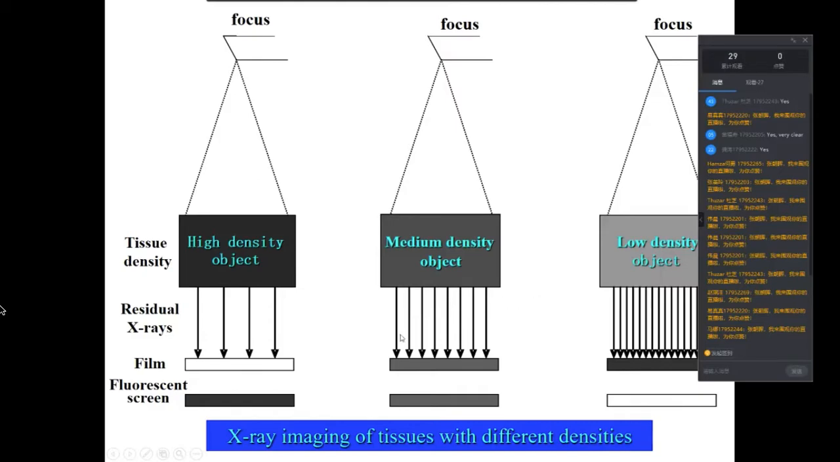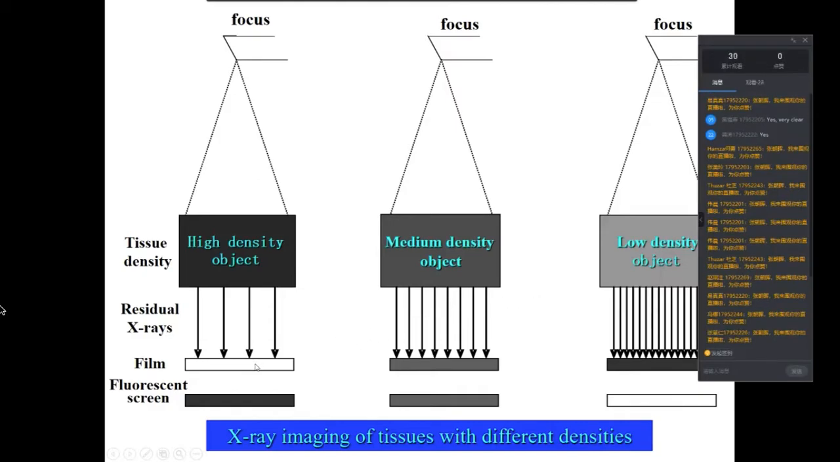The residual X-rays will strike the photographic film or fluorescent screen positioned on the other side of the object. On the film, the image of the object with high density will look whitest. The image of the object with low density will look blackest. The image of the object with medium density looks gray. And the appearance of these objects on the fluorescent screen is adverse to their appearance on the film. Why? Just think about it, and I will tell you later.